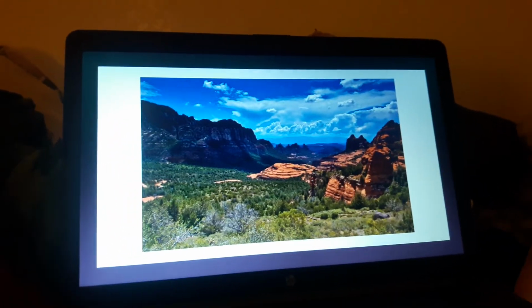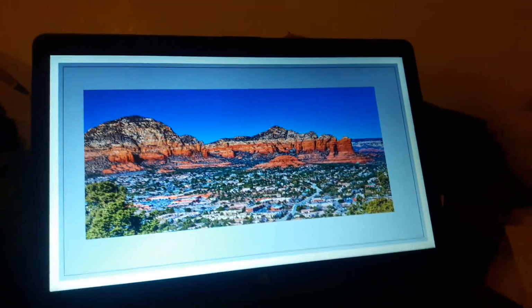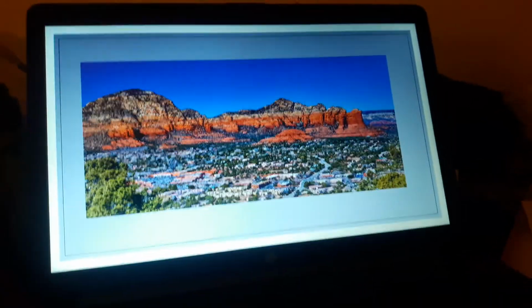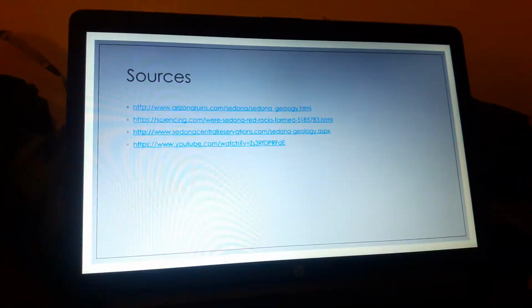And all of this mixed up gives us the Sedona area that we know and live in today. And that is all I have for you.